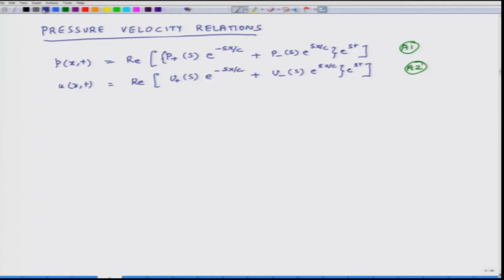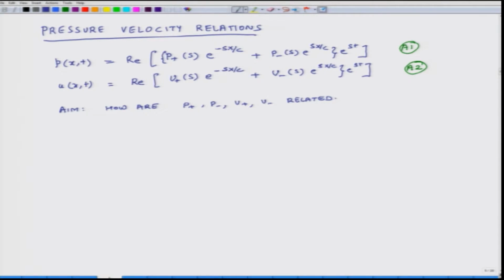Now, our aim is to find out how P plus, P minus, U plus, U minus are related. This is what we want to figure out.